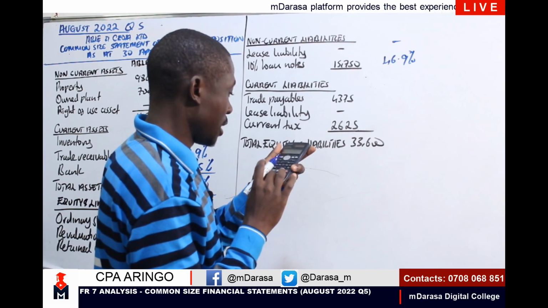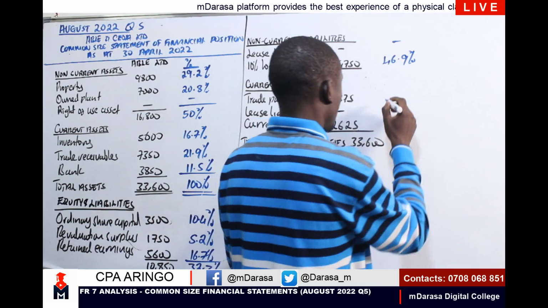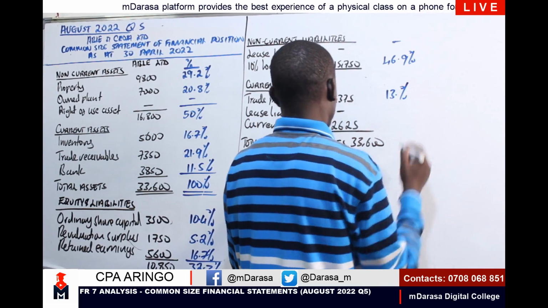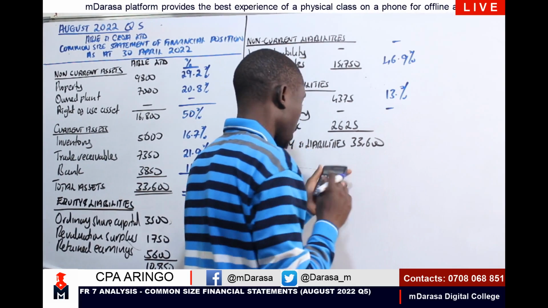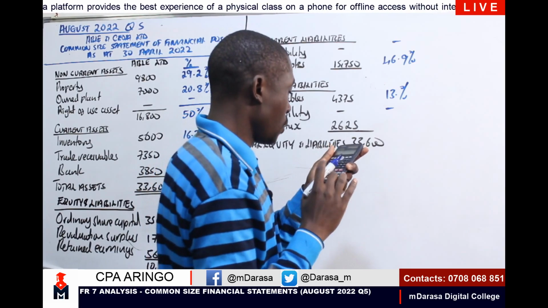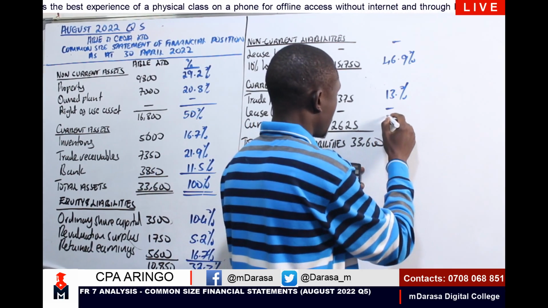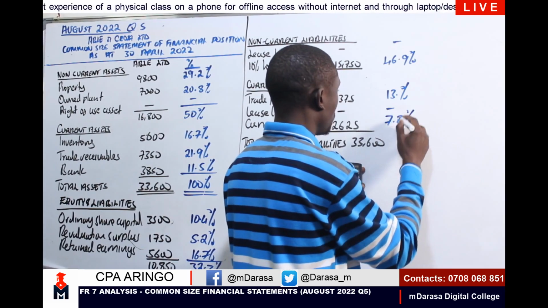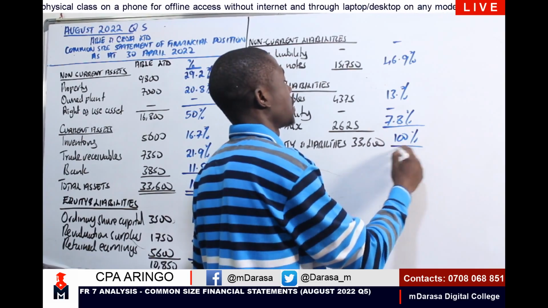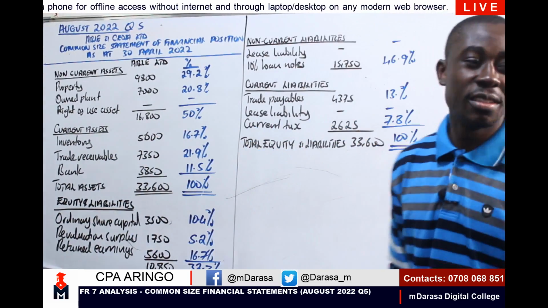We divide by 33,600 times 100. That should give us 13%, right? We don't have anything there. 2625, we divide by 33,600, which in this case should give us what percentage here? 7.8%. And finally, of course, I'm expecting to have 100% total equity and liabilities. So basically, that's what you're supposed to do.